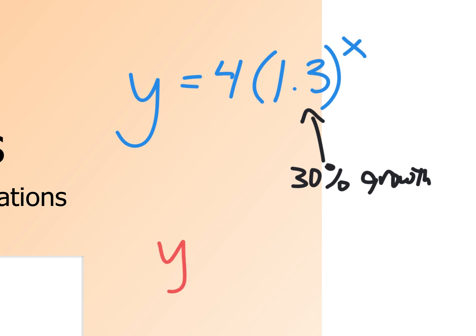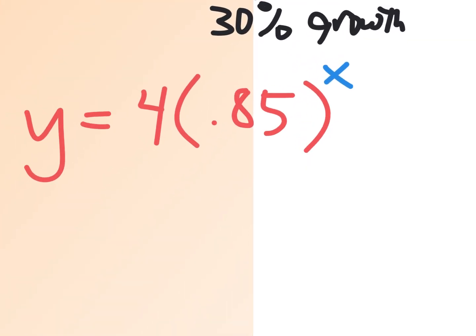All right, how about this one? y equals 4. 4 is the starting amount again. Let's say you have 4 cats, 2 boy cats, 2 girl cats, and you have this. Well, that means you're a terrible cat farmer because your number of cats is shrinking over time. Do you get that that's decay?